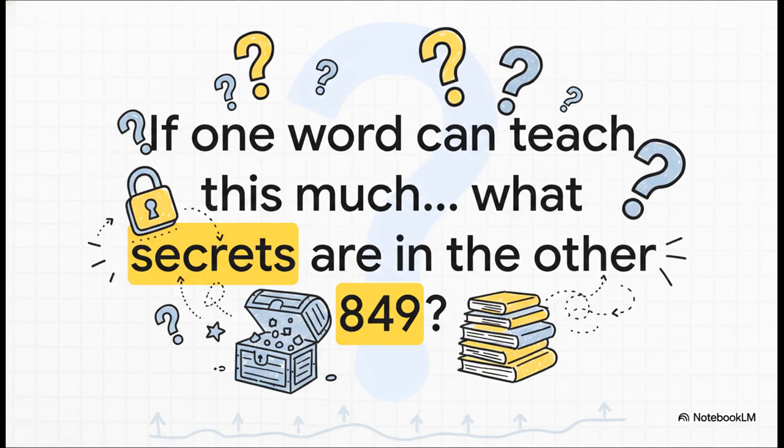And that brings us to our final thought here. We just peeled back all these different layers of grammar and meaning, all hidden inside one simple-looking word. It really makes you wonder, doesn't it? If one word like burst can teach us this much about how language works, what kind of secrets are hiding in the other 849?